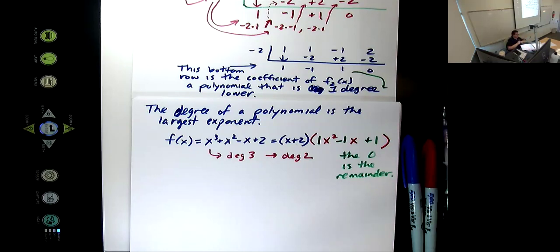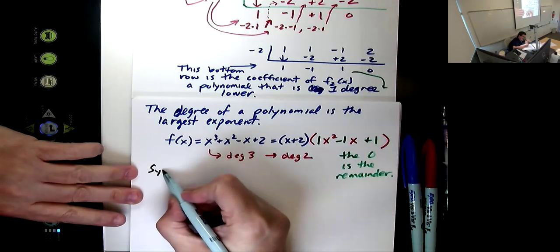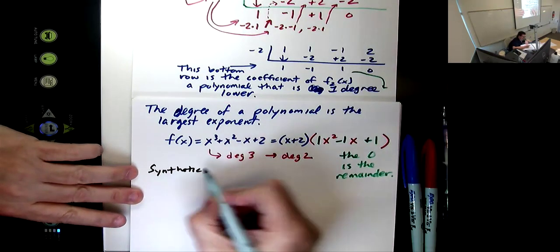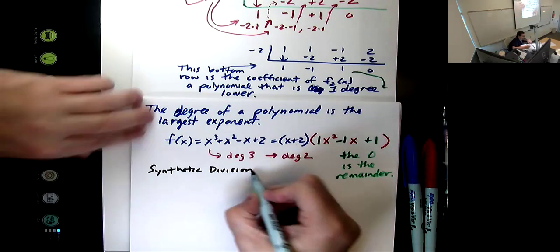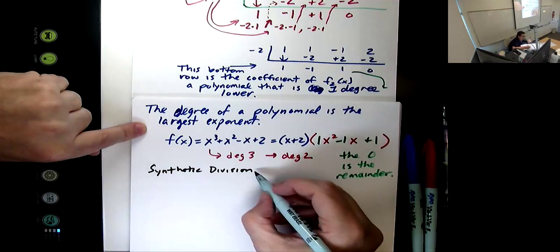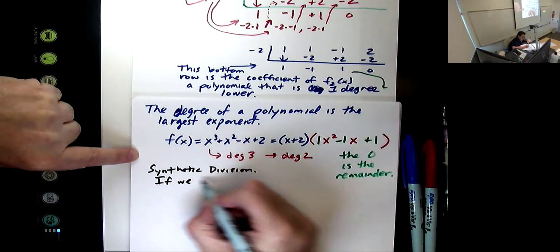This turns out to be pretty helpful because synthetic division is the way we can keep breaking down these things into smaller and smaller terms until we get down to a quadratic. So like if we can keep finding roots.